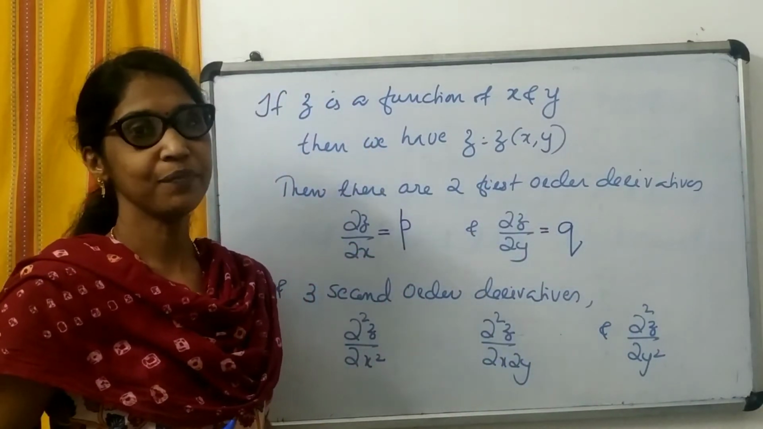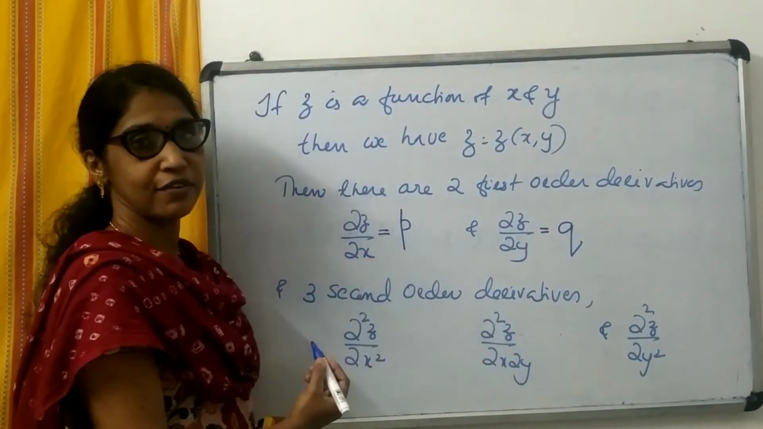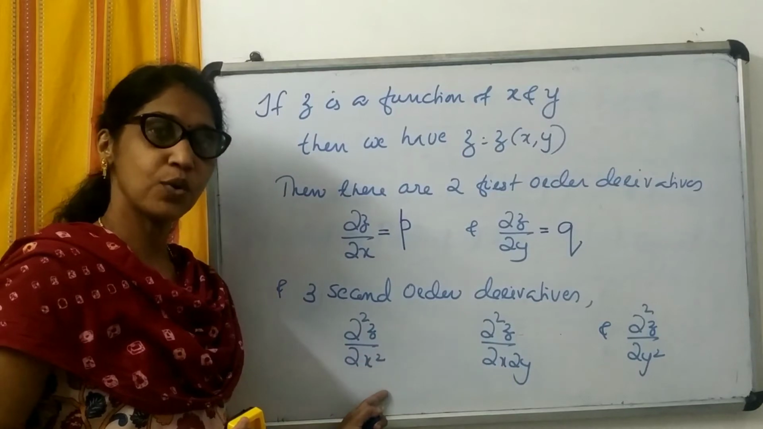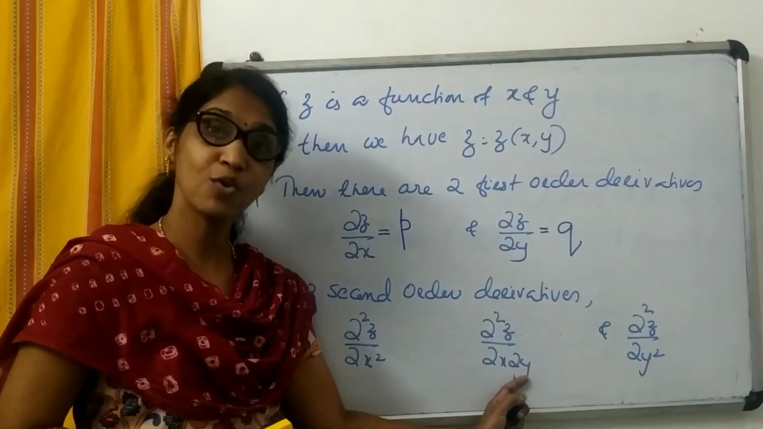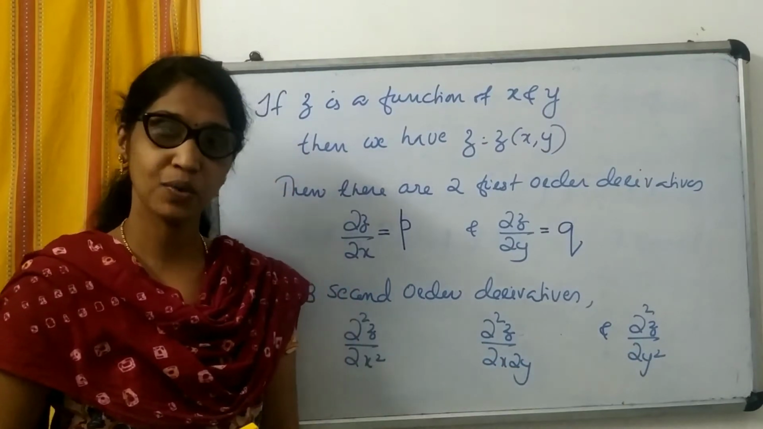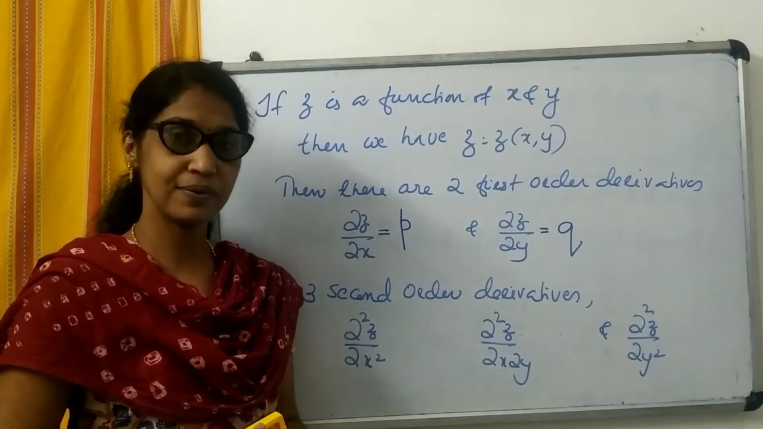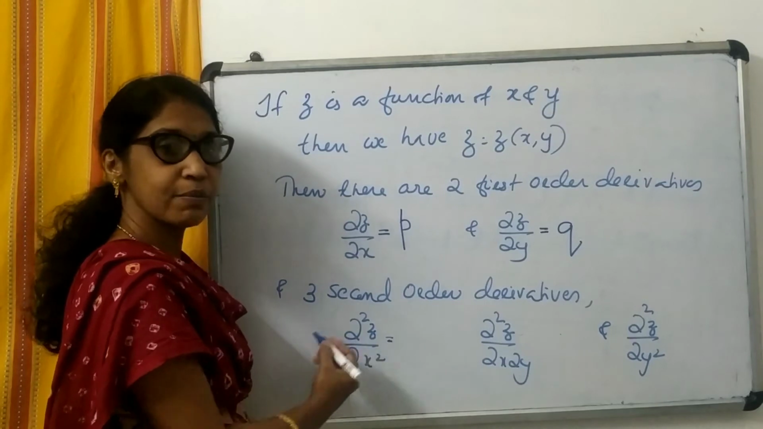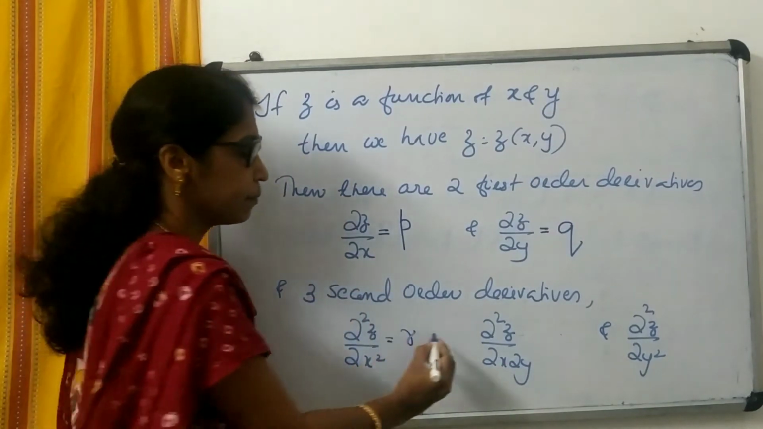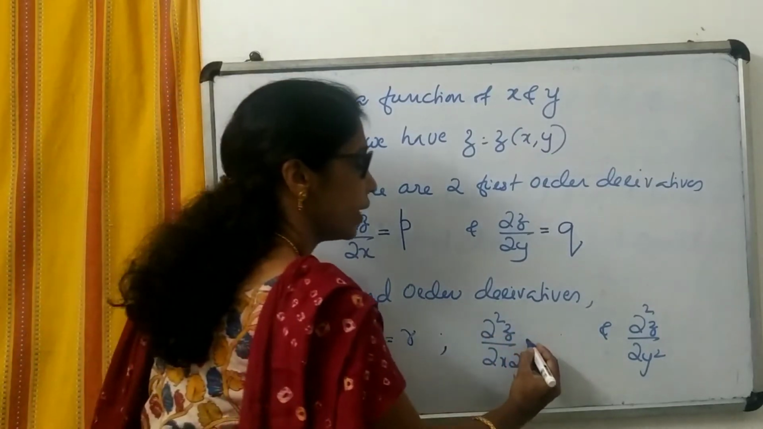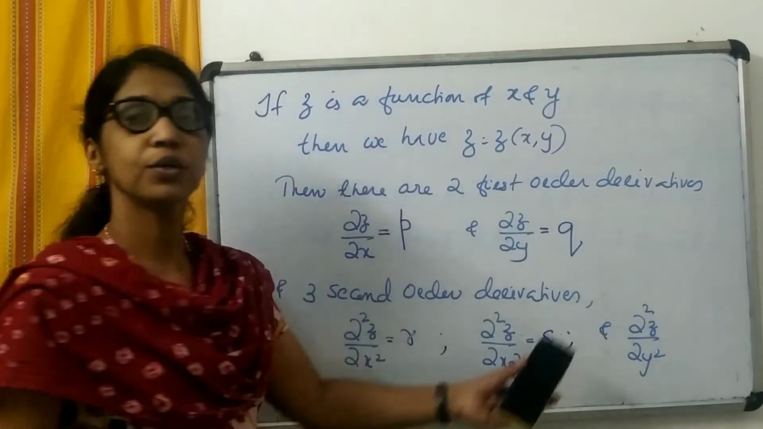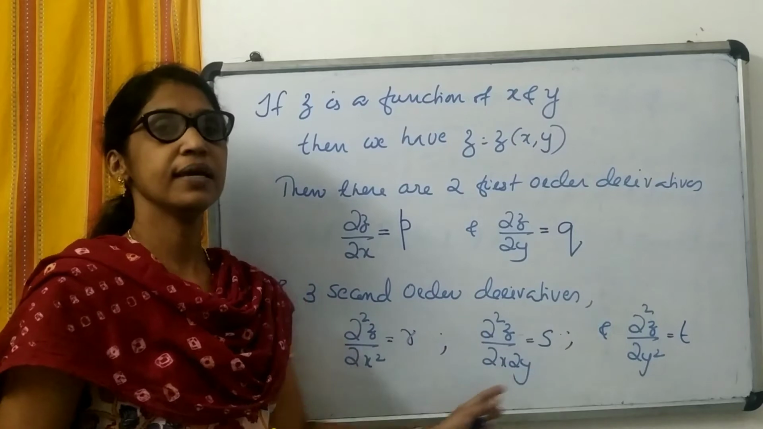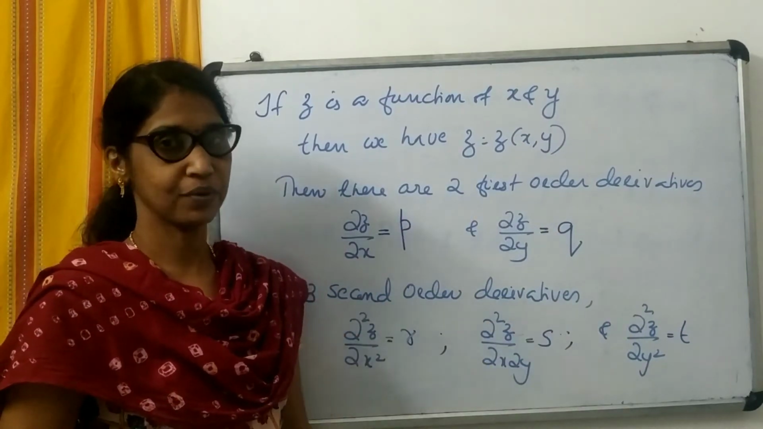And ∂z/∂y is denoted by small q. Now we move to the second order derivatives. 3 second order partial derivatives arise: ∂²z/∂x², ∂²z/∂x∂y and ∂²z/∂y². What are the notations? We denote ∂²z/∂x² as small r, ∂²z/∂x∂y as small s, and ∂²z/∂y² as small t. So these are the 5 partial derivatives.